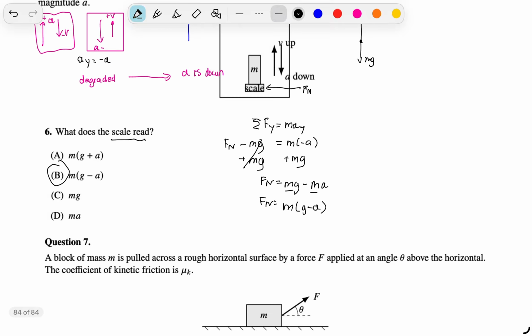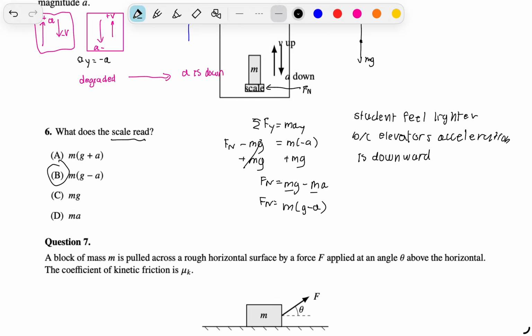So what this is going to do physically for the student is that the student is going to feel lighter because the elevator's acceleration is in the downward direction. So that is describing your change in velocity over time. So your change in velocity over time is just going in that downward direction, so you feel lighter because it's helping you go down.